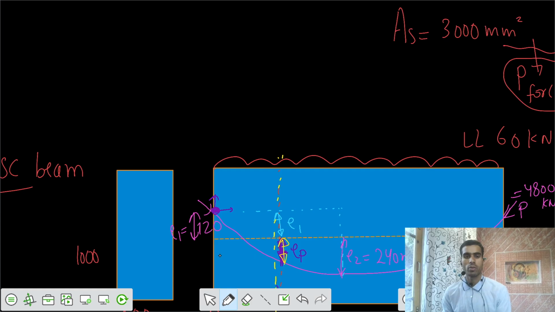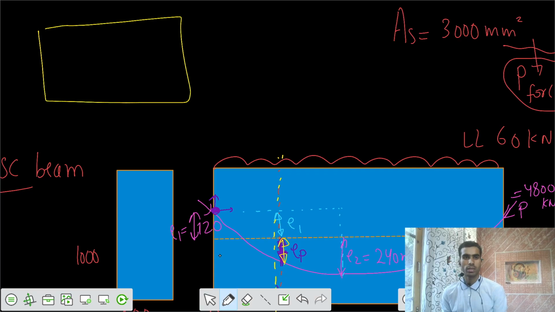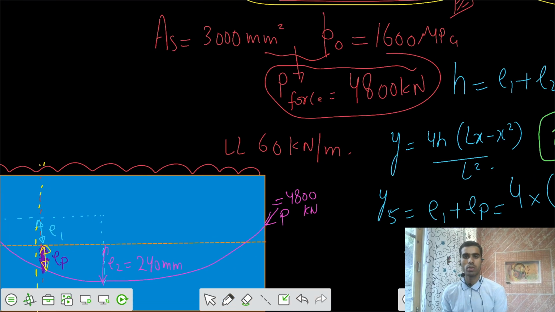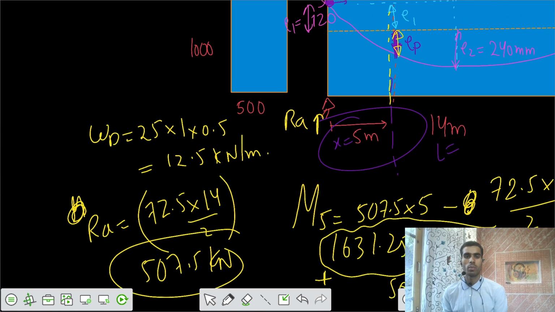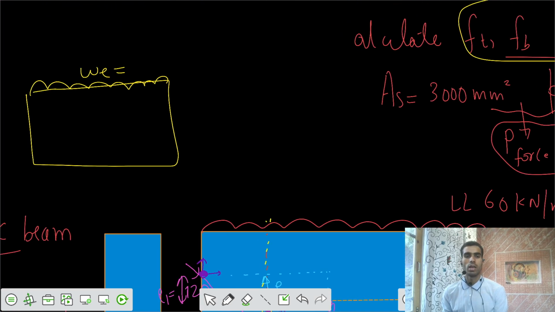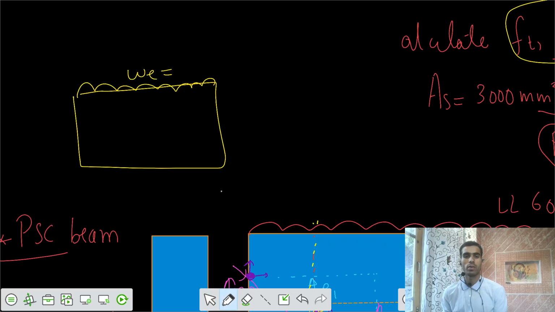So this beam can be converted to a straight line. This beam can be converted to one more beam, such that it has some UDL of external live load plus dead load, 60 plus 12.5. So the total external UDL is 72.5 kilonewton per meter, that is because of dead load and because of the live load.